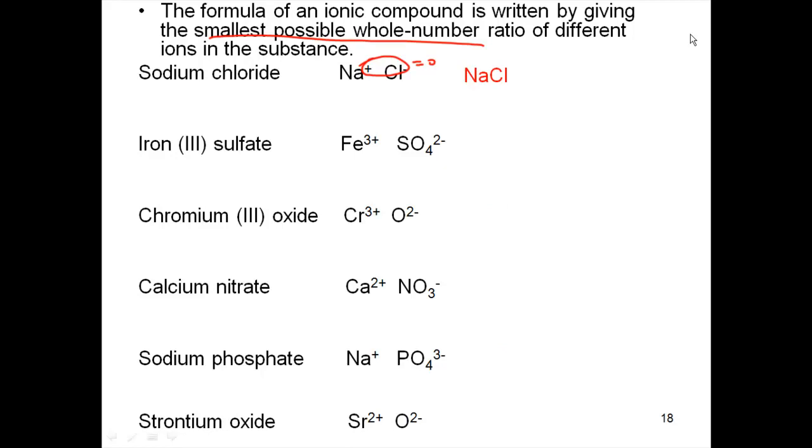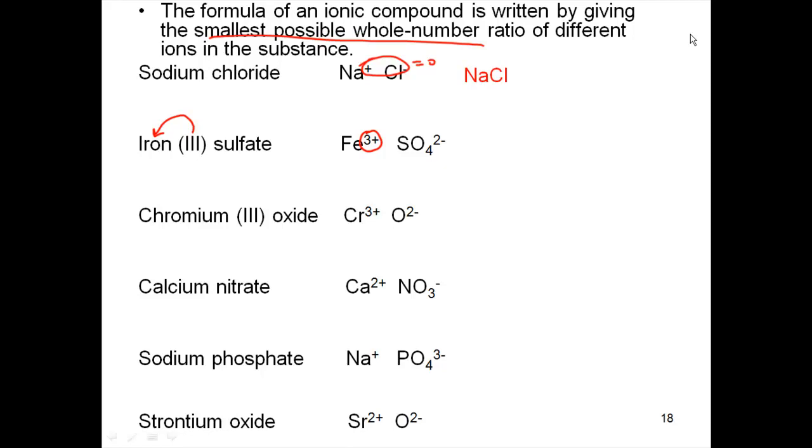Iron 3 sulfate. You got to realize what that 3 is telling me is the charge on iron. It's not telling me the subscript of iron. It's not telling me anything about sulfate. It's telling me the charge on iron. So that's where this 3 plus is coming from, from that iron 3. Then I got to write my polyatomic ion, sulfate. That's something you're going to have to memorize. It's SO4 2 minus.